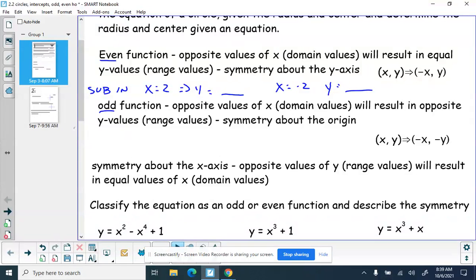We have opposite values from the range, which are y values, will result in equal values from the domain, x values. Now, this is not going to be a function, and we'll talk about the idea of functions later. This will not be a function. But we do have classifications in regards to characteristics of a graph. We can have some symmetry about the x-axis. What you see on one side of the x-axis, you see on the other side of the x-axis. It just won't be a function.